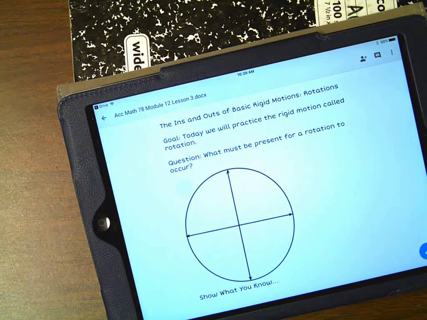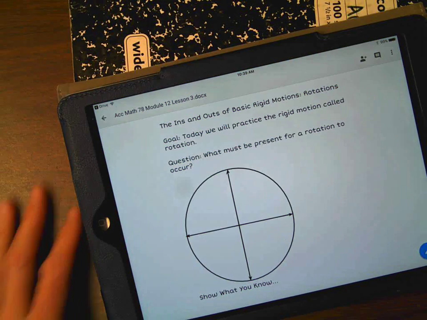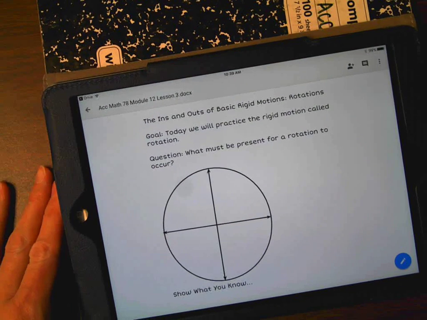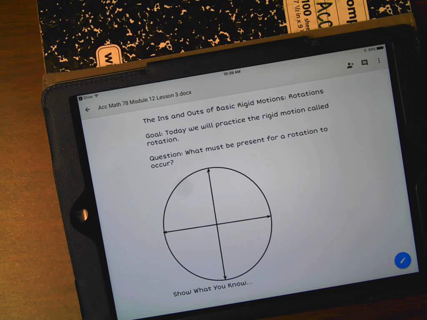Okay, so ins and outs of basic rigid motions. As you know, we've been working on basic rigid motions. Those are the motions that a figure has been moved to change it because that's what a transformation is. Today our focus is going to be on rotations. So our goal, today we will practice the rigid motion called rotation.